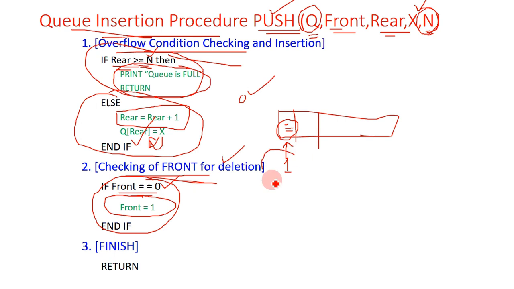Now the front location moves to the 1, it means now there is a single element available in the queue, and if you want to delete it, you can delete it from this end. Therefore if front is equal to 0, you have to assign 1 to the front. Okay, means now there are elements in the queue data structure. Okay, so this is the insertion procedure.